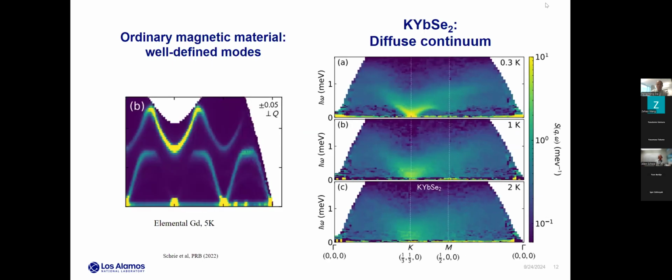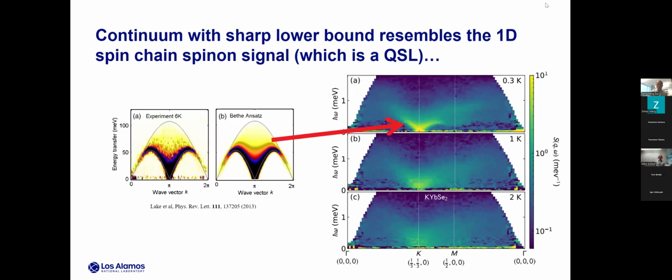And so whatever is going on here is not magnons. Now this continuum, next slide, please. It does resemble the continuum that's measured in the one-dimensional spin chain, which, depending on your definition, is also a spin liquid, with long-range entanglement and fractional quasi-particles. In that case, you have this continuum with a well-defined lower boundary where the continuum ends, and that is similar to what we see here. And so this suggests that what we're looking at is a spin liquid.